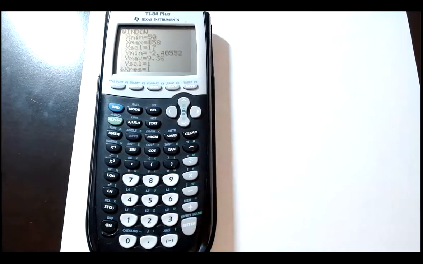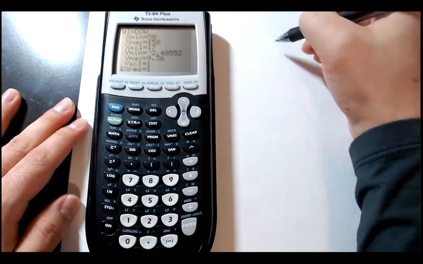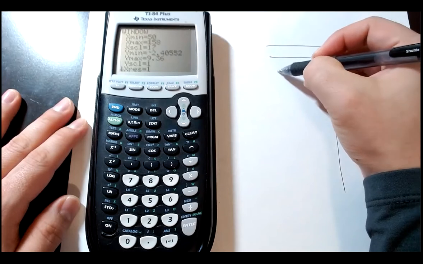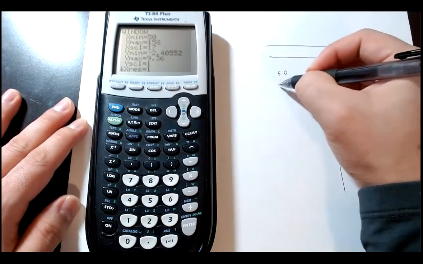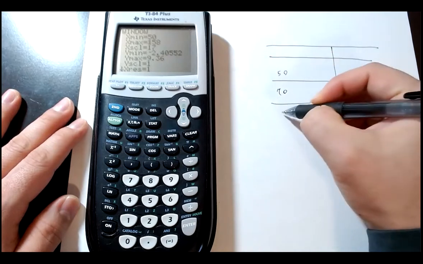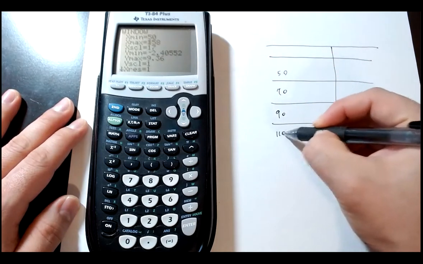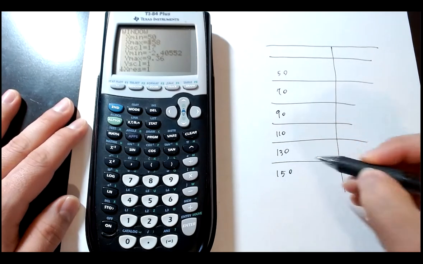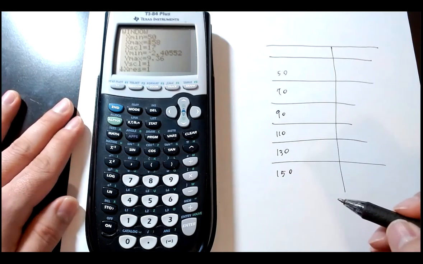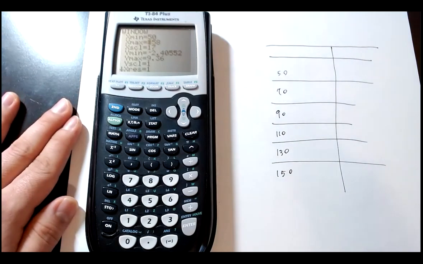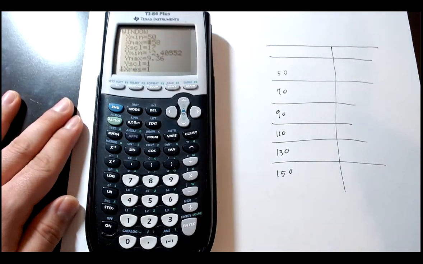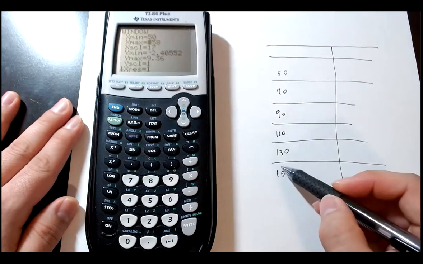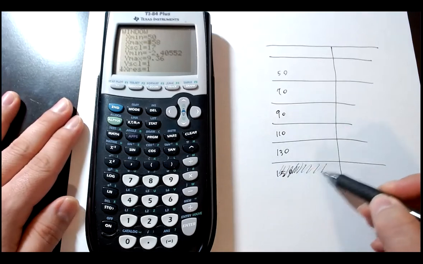And then the maximum. Let me calculate. Let me draw a table right here. Starting from 50, with class width 20, it should be 70, and then 90, right? Then 110, and then 130, and then 150. See here, the maximum data value is 120, 140, 141, right? So we don't need that class, so we just delete it.